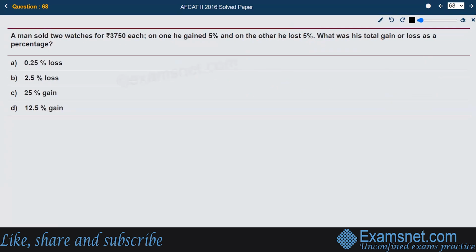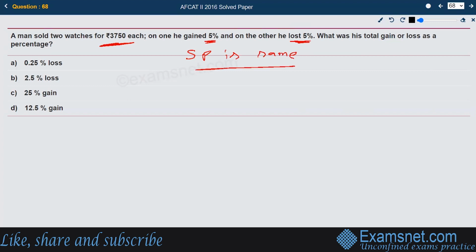Next question. A man sold two watches for 3750 each. That is, the selling price is the same. On one he gained 5%, on the other he lost 5%. So the SP, the selling price, is the same.